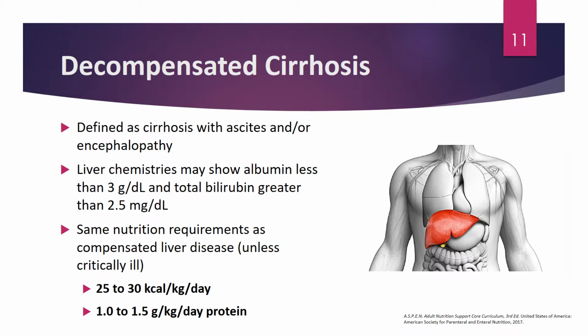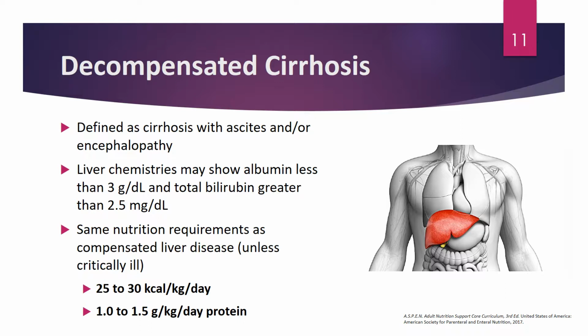In regards to decompensated cirrhosis, so decompensated cirrhosis is defined as cirrhosis with ascites or hepatic encephalopathy. So these patients essentially are sick. In regards to decompensated cirrhosis, liver chemistries may also show an albumin less than 3 and a total bilirubin greater than 2.5, but it also depends on the degree of severity of the actual cirrhosis. The main thing I want you to take from this slide is that decompensated cirrhosis is defined as cirrhosis with ascites and or hepatic encephalopathy.